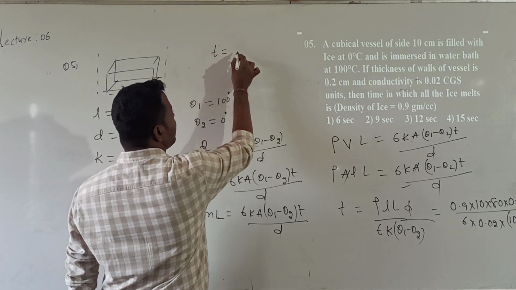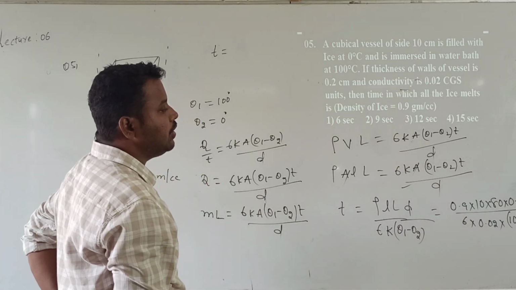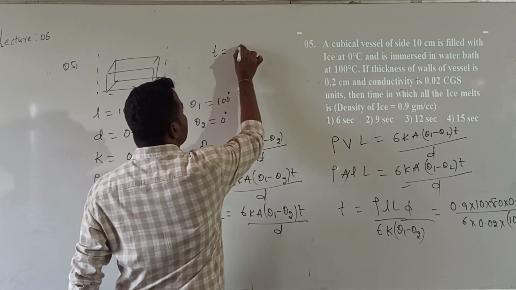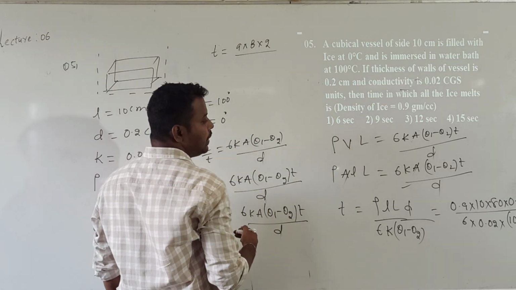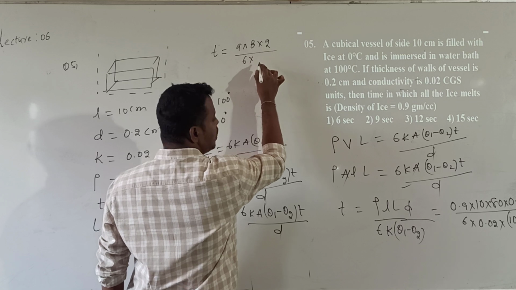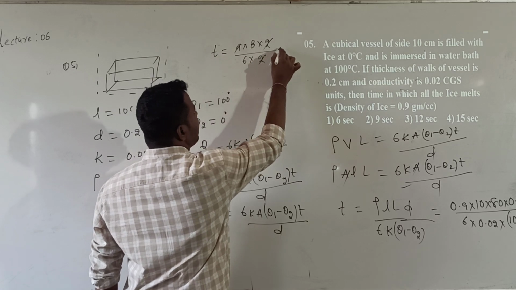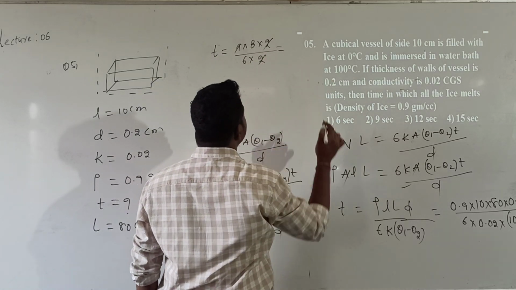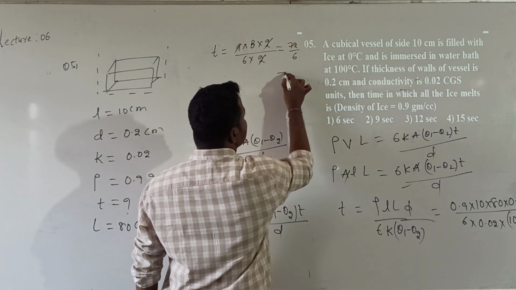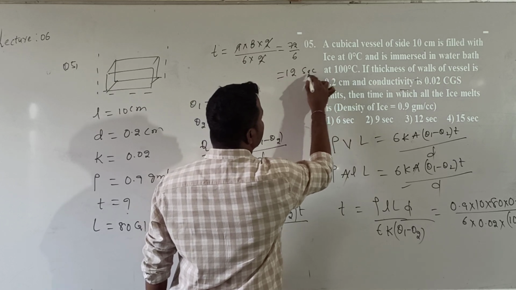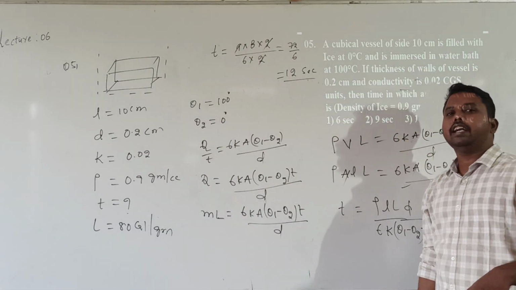Can I write T here? So T value is given by numerator 0.9 into 10 into 80 into 0.2. Can I write it as 9 into 8 into 2? All zeros, so decimals are cancelled. Divided by denominator 6 into 0.02 into 100 over 2. 2 ones are 2, 2. So 3 nines are 9, 9 eights are 72. 72 divided by 6 is 12 seconds. What is 12 seconds? The total time taken for that ice inside to melt.